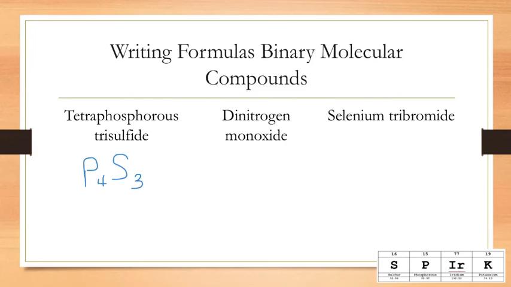For dinitrogen monoxide, we would have N, di means 2, mono means 1, and oxide is for oxygen, so N2O. For this last one, we have selenium tribromide. Notice we only have one selenium and there's no prefix mono. That's because one of the conditions of the second rule is that if the first element is only 1, we don't add mono. So for selenium we only have 1, and tribromide gives us Br3.